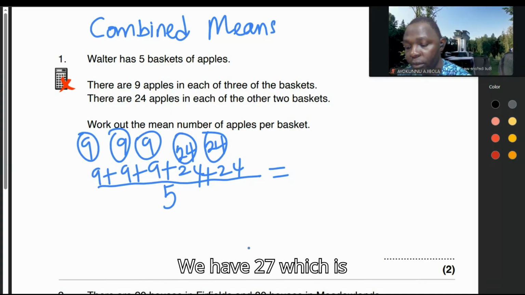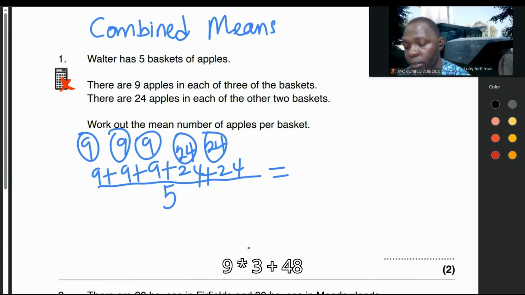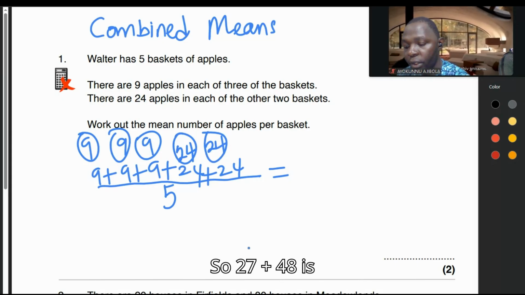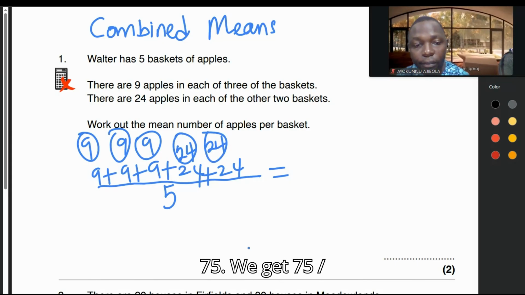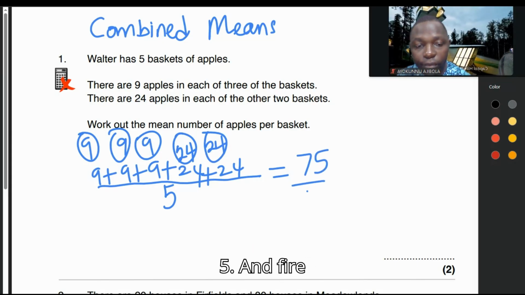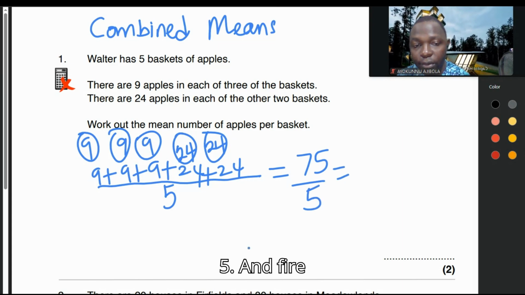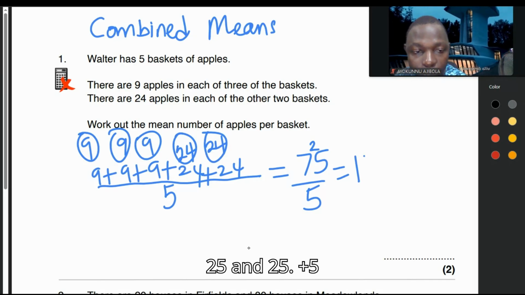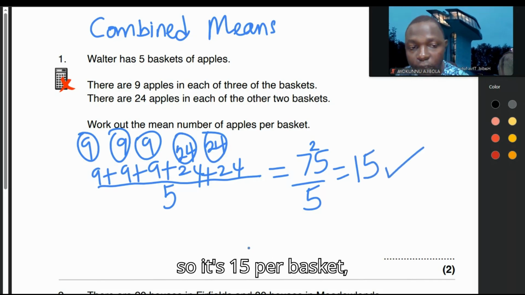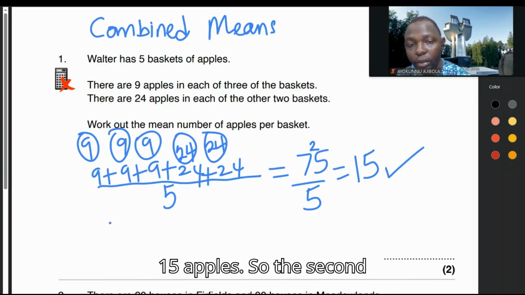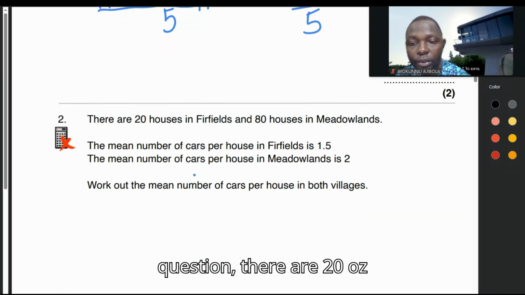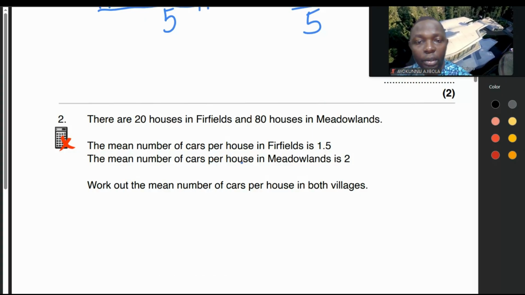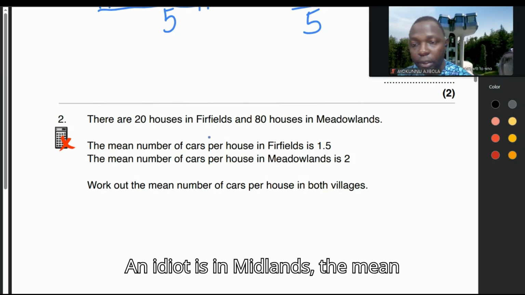We have 27, which is 9 times 3, then plus 48, which is 24 times 2. So 27 plus 48 is 75. We get 75 divided by 5. How many 5 goes in 7? That's 1, remainder 2. 5 in 25, that's 5. So it's 15 apples per basket.